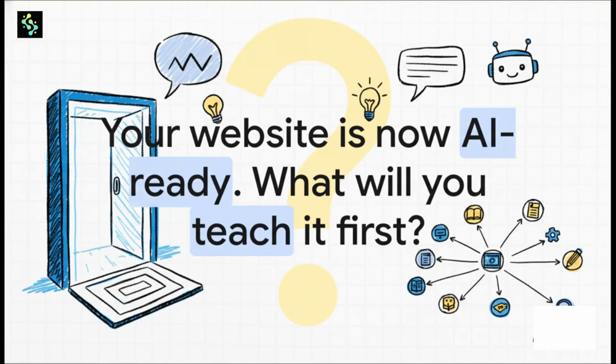So there you have it. You now have the blueprint. You can set up the welcome mat, you can speak the language, and you can open the front door. Your website is officially AI ready. And that just leaves one final, really exciting question to think about. What are you going to teach it first?